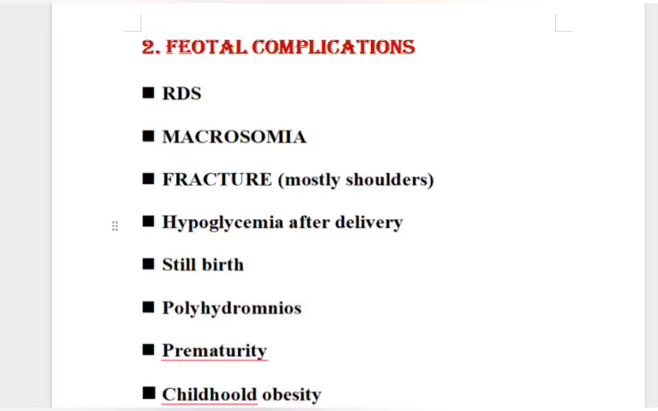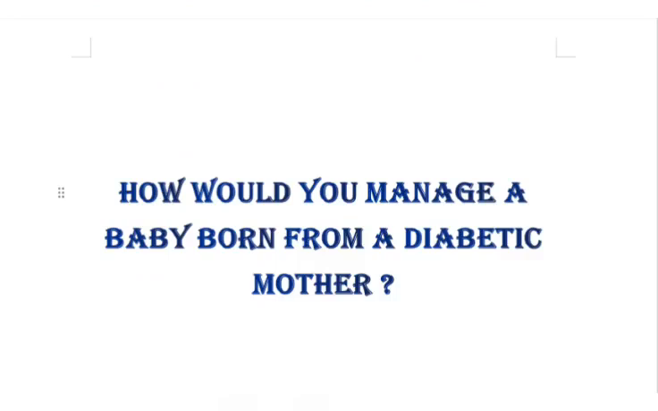Even still, the chances of giving birth to a dead baby are very high. Then the other thing that can be there is polyhydramnios, which is excessive amniotic fluid. Then prematurity, I think we've talked about this. Even childhood obesity: as they grow, during their childhood, you see the baby is very obese. All that stuff. So I think this is what remained in diabetes mellitus.